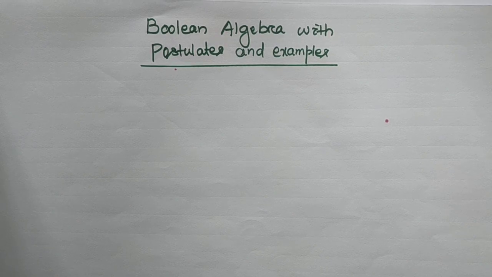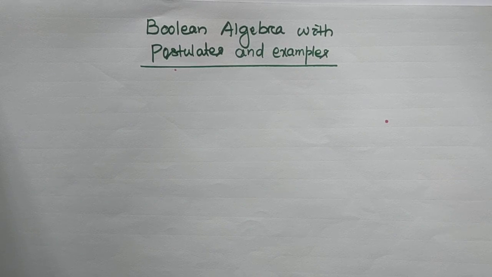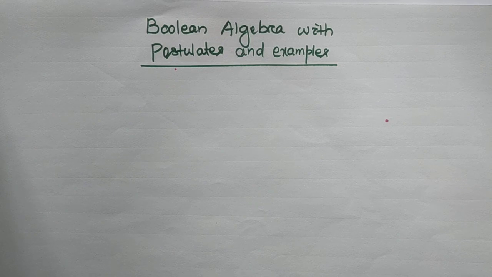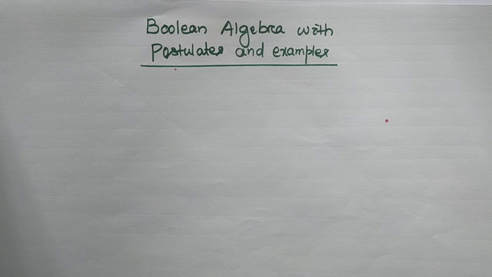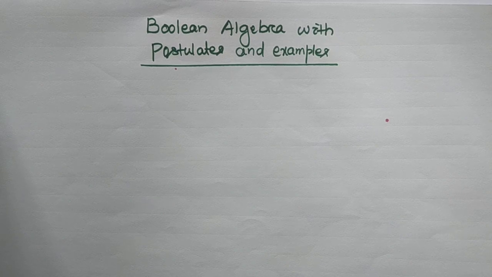Today I will discuss another topic, that is Boolean algebra with certain postulates and certain examples. How to create Boolean algebra, or what is the rule and regulation for Boolean algebra. Based on that, different rules and regulations are required based on different categories of elements. Whenever we analyze a particular category of sets or set of values like this.